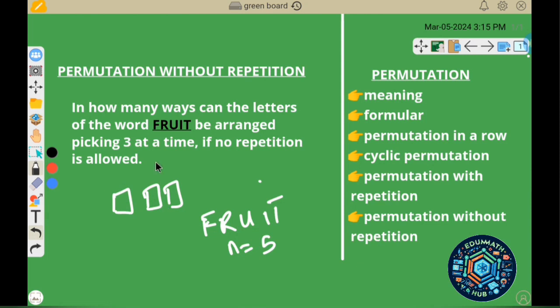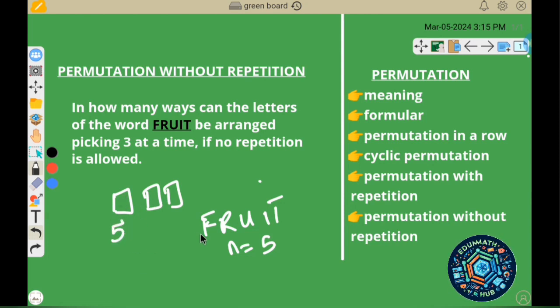Now you want to fill these boxes with the choices from here. So it's very simple. This first box, you need 3 at a time. So this first box that is here can be filled up by any of these 5 letters. F can go into here, R can go into here, U can go into here, I can go into here, and T can go into here. So any of the 5 of them can be inside here. So there are 5 ways of putting letters into this box.